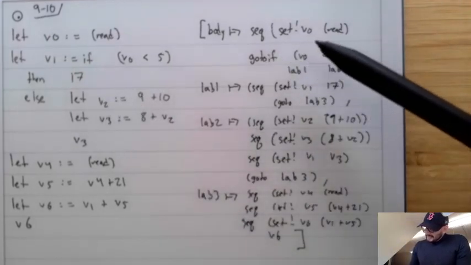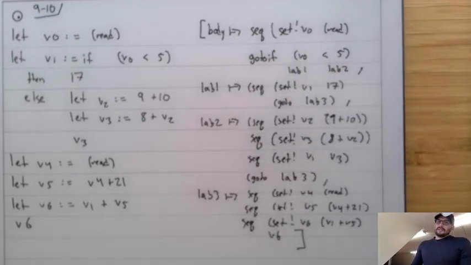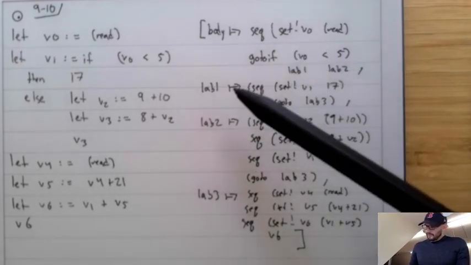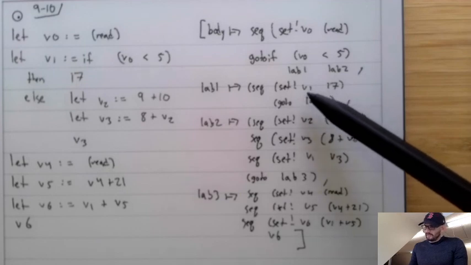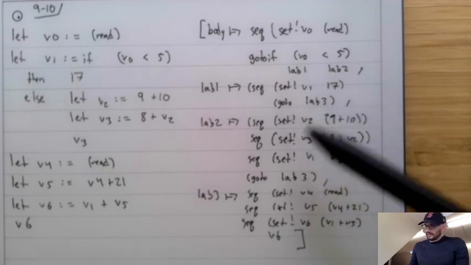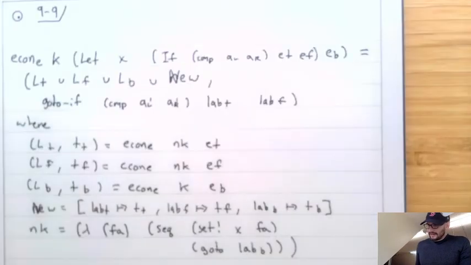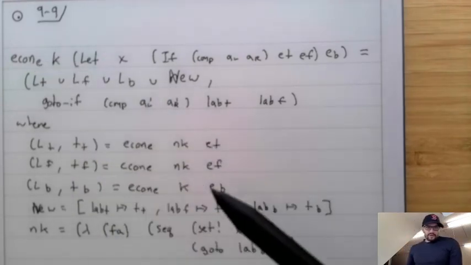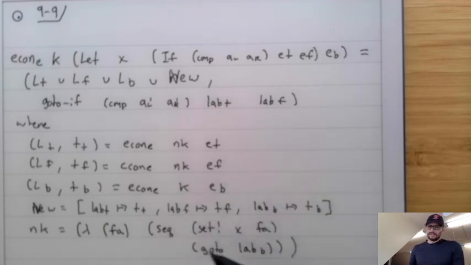Notice that this tail right here doesn't return. Instead, it just goes to either label 1 or label 2. And label 1 or label 2, they have to know that their job is to modify v1 and then go to label 3. And they have to share that. And that is the whole point of this k argument. The k argument tells the true side and the false side what they're supposed to do with their result. They're supposed to set it to x and then go to a specific label.